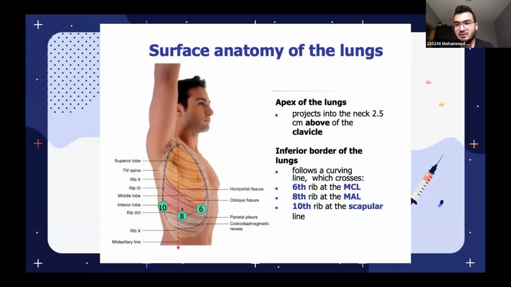At the mid-axillary line, it crosses at the eighth intercostal space. And at the back, at the scapular line, it's the 10th intercostal space. Okay, all clear? Any questions?